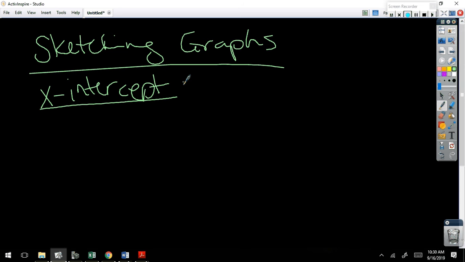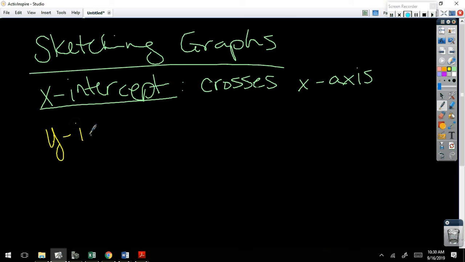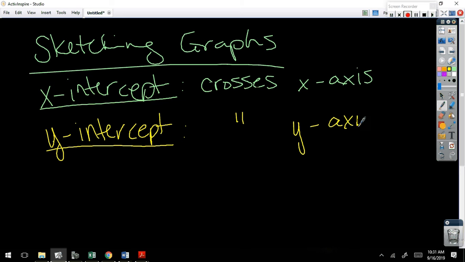What is an x-intercept? Where it crosses the x-axis, right? Guess what my next question is? Y'all are so smart. What's the y-intercept? It crosses, this time, the y-axis.